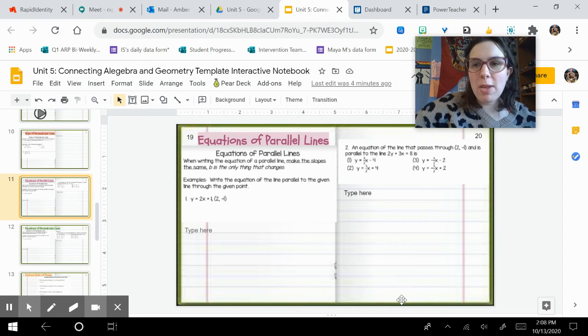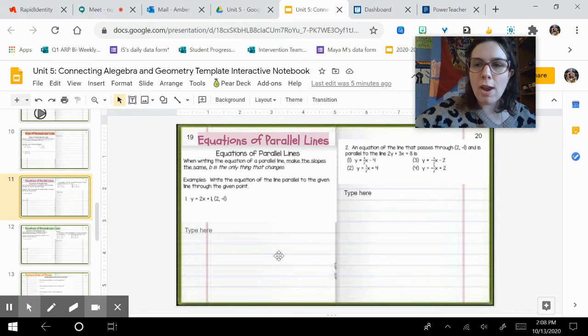Hi everybody, so now that we've learned about slopes of parallel and perpendicular lines, we're going to actually learn how to write the equations of those lines. So when writing the equation of a parallel line, make sure the slopes are the same. And the b, or the y-intercept, the zero term, whatever you want to call it, is the only thing that's going to change in the equation. So the slopes will remain the same. So let's do one together, and then you can do one by yourself.